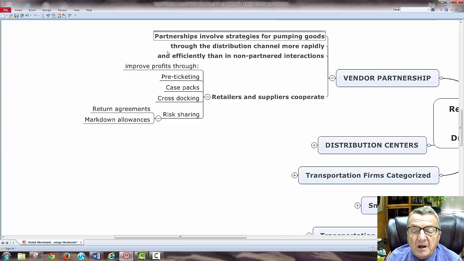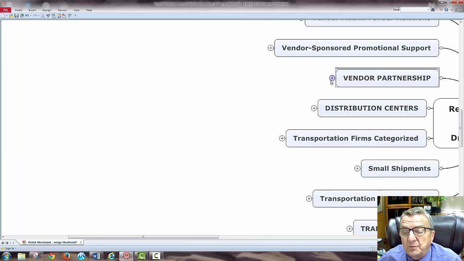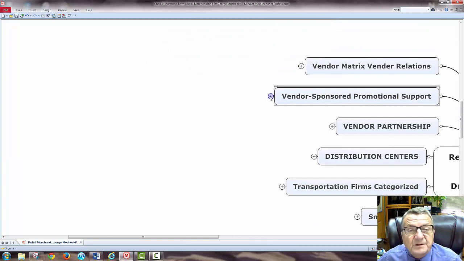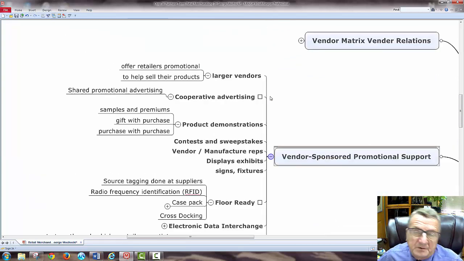Okay, retailers and suppliers cooperate. They improve profits on both sides. Pre-ticketing, so we already know in advance. Case packaging makes it easier. Remember, I'm just supplying to the distributor. It doesn't have to be individual. I just set it in a box, cases. Cross-docking, the different places I'm bringing it to, from one dock to the other. I could do that for you. Risk-sharing, return agreements, and markdown allowances. So it's a win-win. Someone's got to eat it if there's a loss, but then we may share the loss.